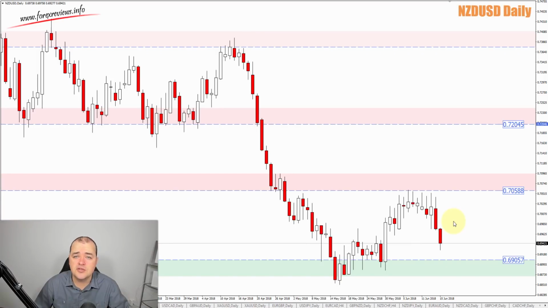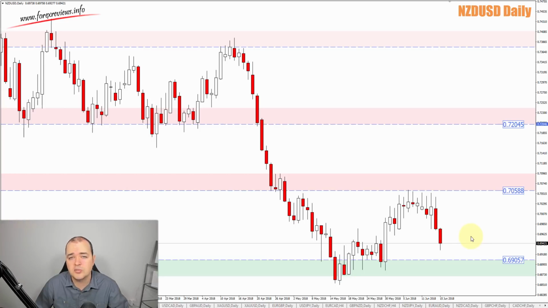Okay, next pair to cover is New Zealand USD, and I'm on the daily chart on this market. Recently in price action, New Zealand USD tested the 70.58 zone area, which is a potential bearish area on this market. And as you can see, when price action came into this area, price wick tested the start of this zone area and was quite sideways before the bears took control, pushing price to the downside from this important area.